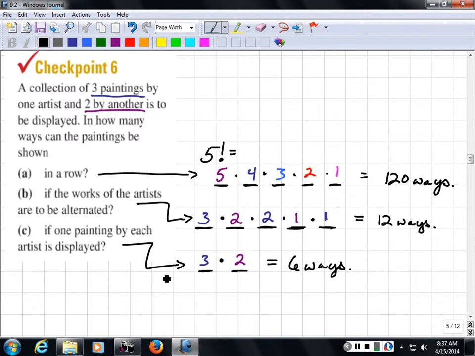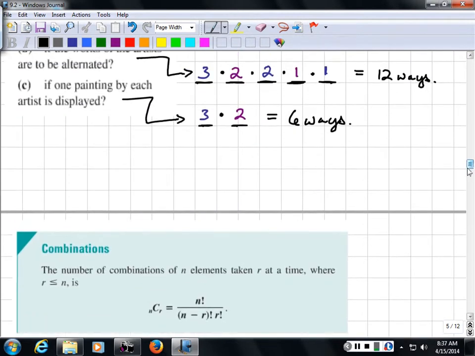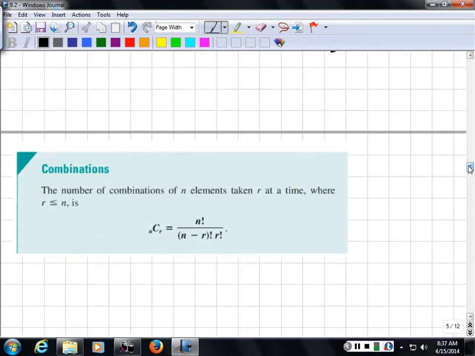Now we're going to talk about something else. We're going to talk about combinations. The number of combinations of n elements taken r at a time, where r is less than or equal to n, is given by nCr equals n factorial over n minus r factorial times r factorial. Combinations, order does not matter. Order is unimportant. Okay.